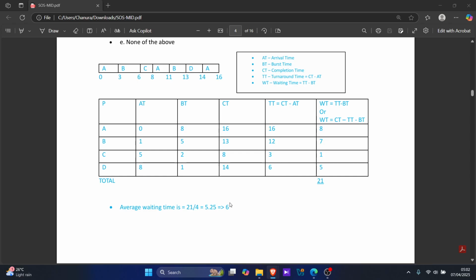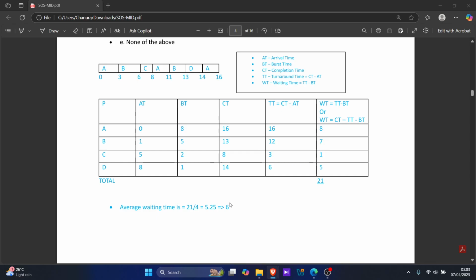Let me re-examine the timeline step by step. Time 0, A arrives. Runs 0 to 3. Remaining burst 5. Q, B, C arrives at 5, D at 8. Time 3, A preempted. Q has B. Run B 3 to 6. B's remaining burst 5-3 equals 2. Q now, C, A, B. Time 6, B preempted. Run C 6 to 8.